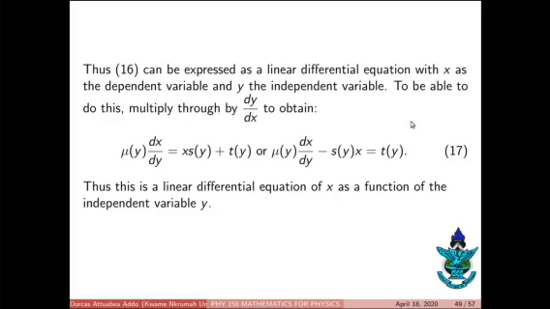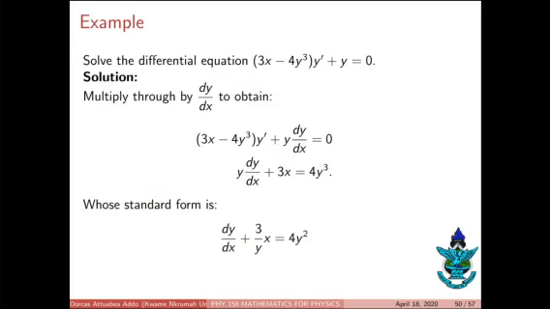And to be able to do that, we multiply through the transformation by dy/dx to obtain this form, or that form as you see here. So this is then a linear differential equation of x as a function of the independent variable y. Normally we say y as a function of x, but today there is a slight difference where we have x, which is a function of what? Y.